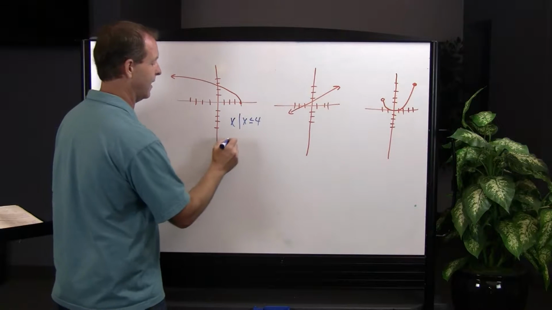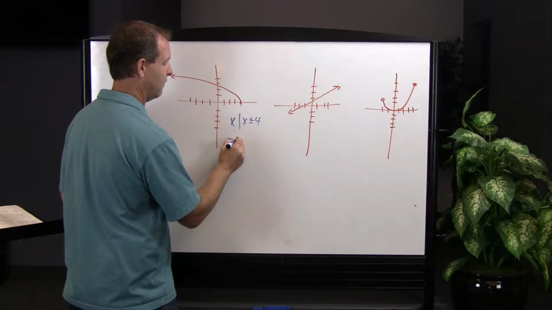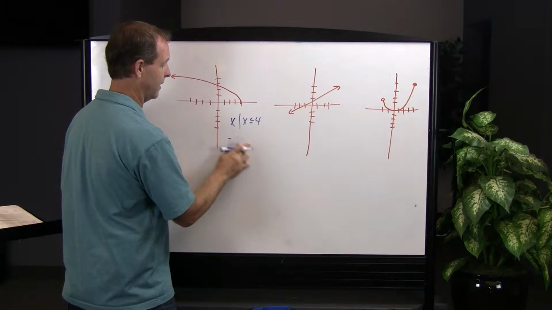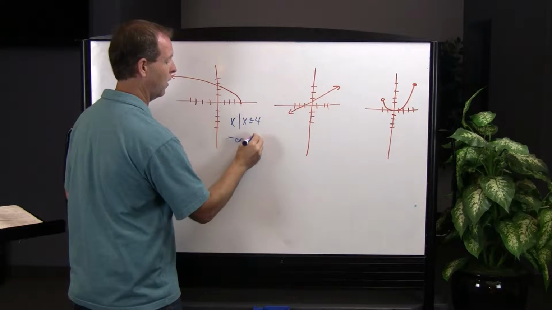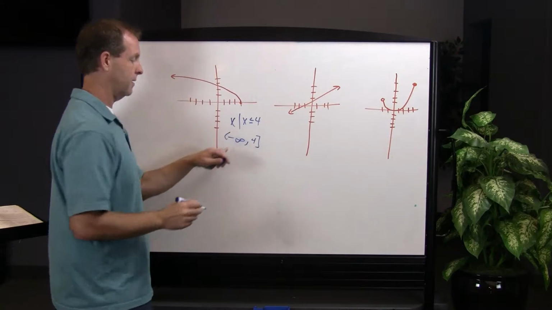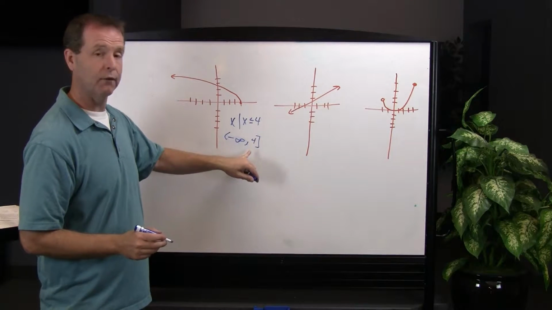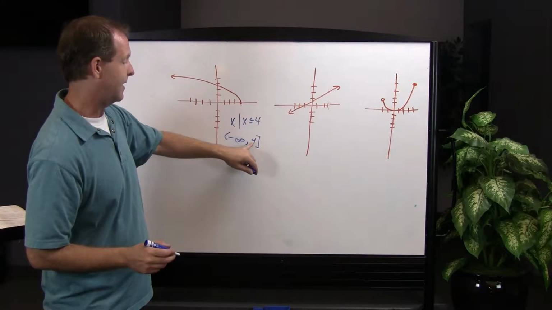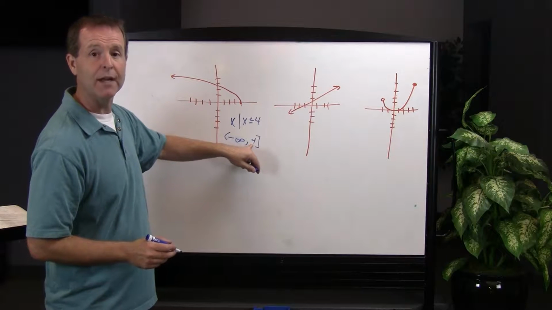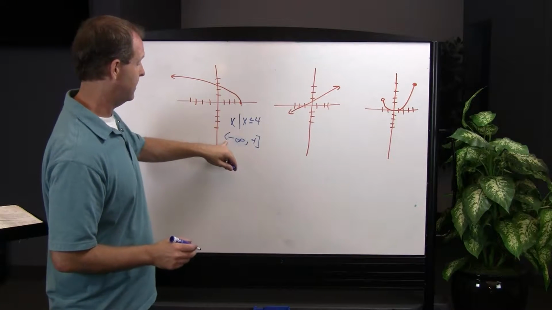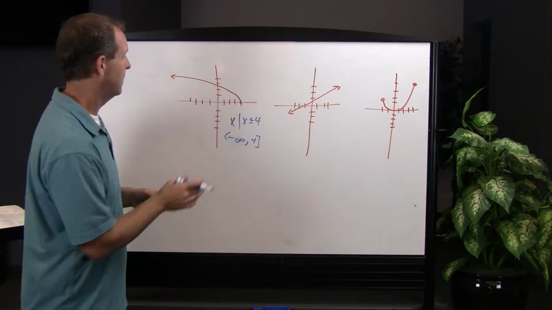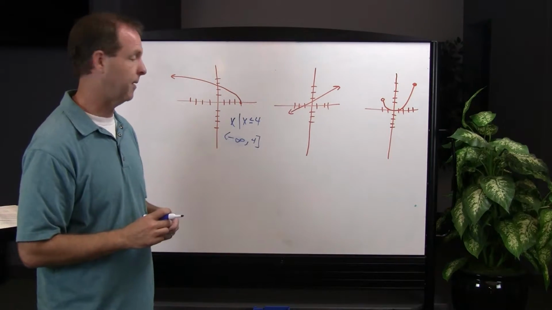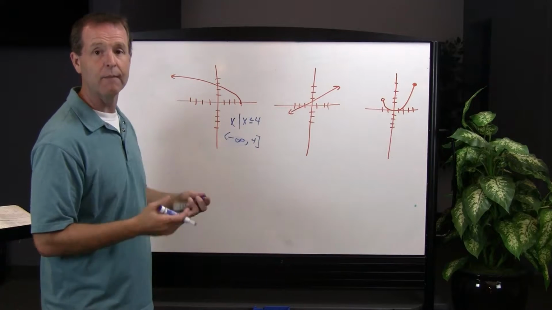I could also write that in interval notation, which is negative infinity to 4, a hard bracket on 4 and a soft bracket on negative infinity, because in interval notation the hard bracket tells me that 4 is an inclusive answer, and the soft bracket tells me that it is not an inclusive answer. And we'll see that a little bit more defined in a little bit. So those are my x values of my domain.